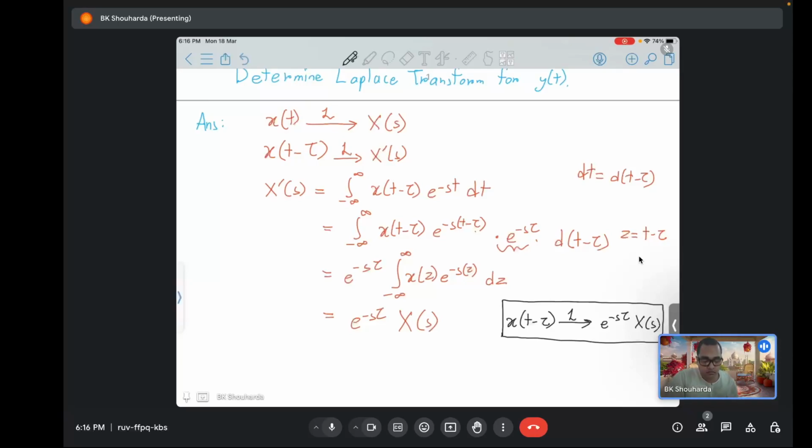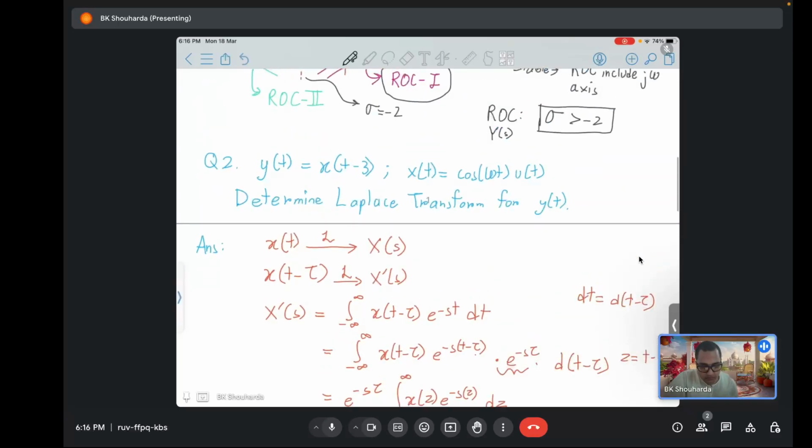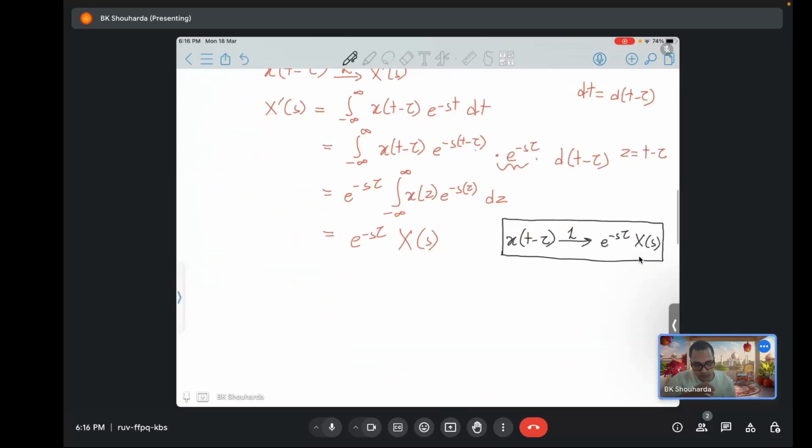Okay, so that was the shift property. So now this is a bit easier. We are given that y(t) is x(t minus 3), so we can directly write Y(s) will be e to the power minus how much? 3. The delay is 3. e to the power minus 3s times X(s).